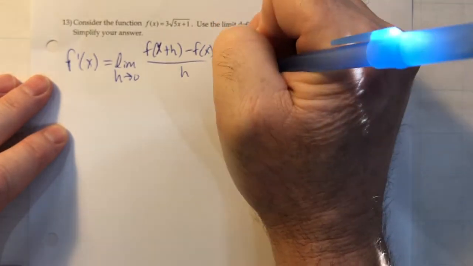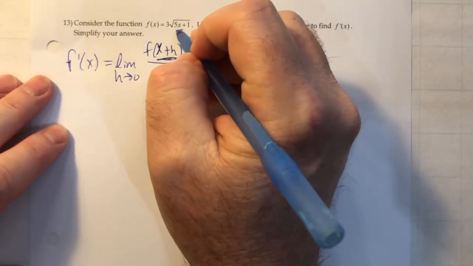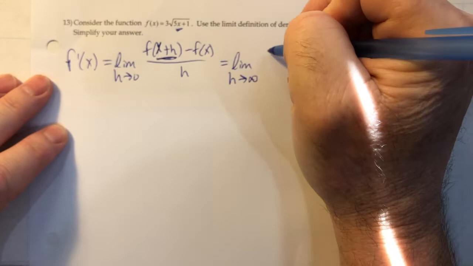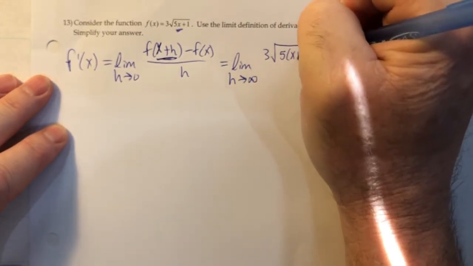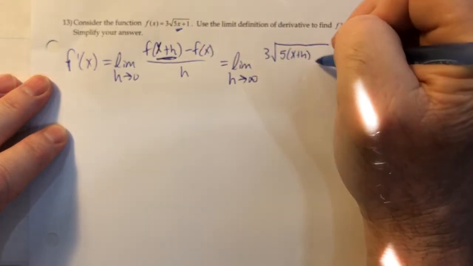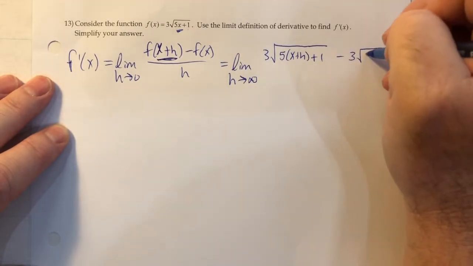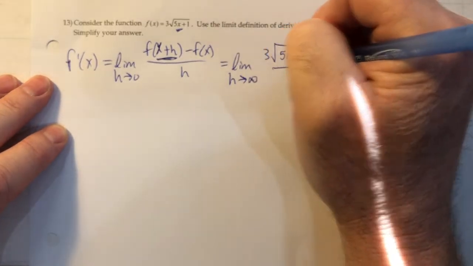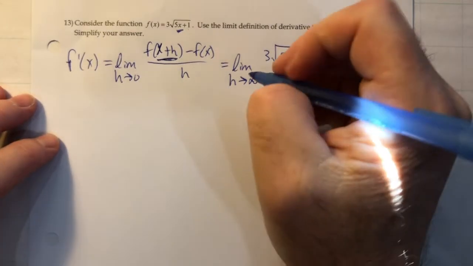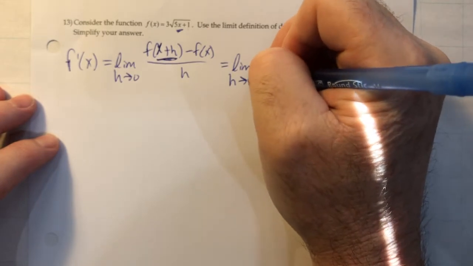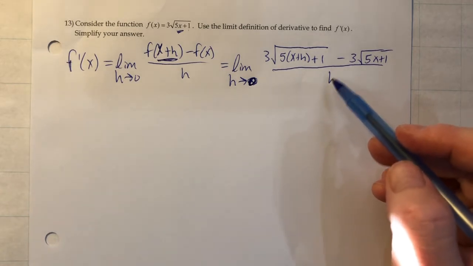Writing that out for this specific function means plugging that x plus h in place of that x right there. So that would be 3 times the square root of 5 times x plus h, and then plus 1 minus the original function, 3 times the square root of 5x plus 1 all over h. So it would be awesome if we could just evaluate that limit by plugging in h equals 0. That was supposed to be a 0, not an infinity. But you can't plug in a 0 there because you would get a 0 denominator.